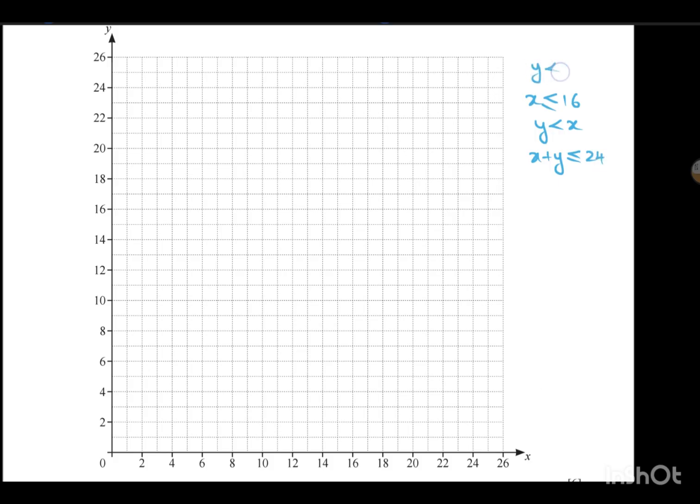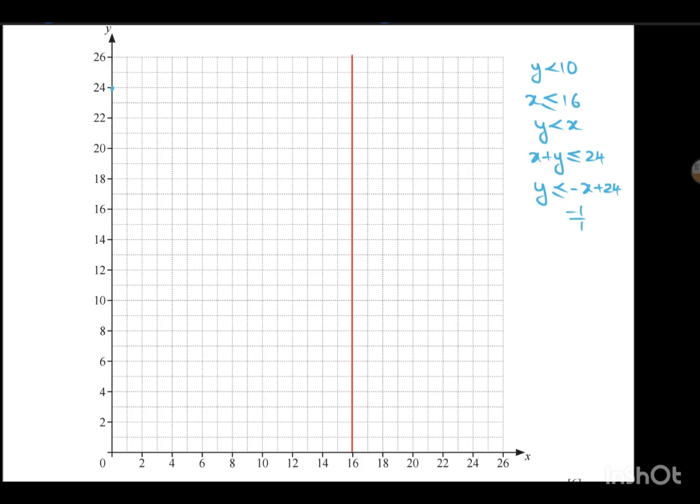y less than 10. Now this last inequality you can write in the form y equals mx plus c, so minus x plus 24. First let me draw x less than or equal to 16, which is a bold line. So draw a straight bold line here at 16. Then y is less than or equal to minus x plus 24. So plus 24 is the y intercept and the gradient is minus 1 by 1 here.